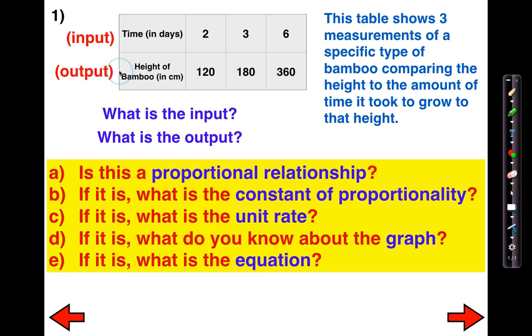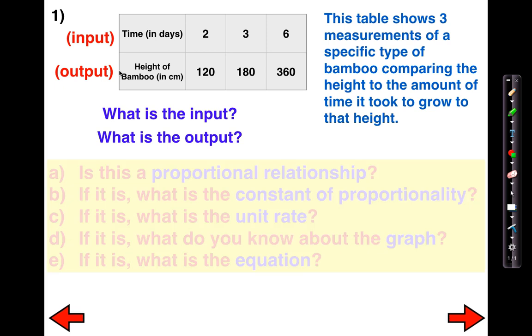So we're going to have a few questions that we're going to answer with every single table that we see. We're going to check, hey, is it a proportional relationship? If it is, what's the constant of proportionality? What's the rate? What do you know about the graph? And what is the equation? So we have a few things to determine. So first things first, let's determine if it's a proportional relationship or not.